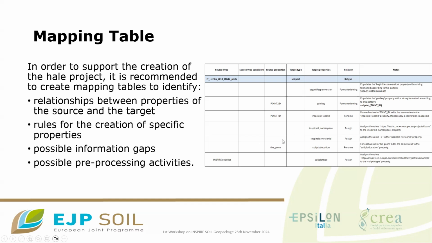So the mapping table, as I said, is useful to visualize and identify the relationship between the properties of a source and target, but also to think about rules for the creation of specific properties, identify possible information gaps, and possible pre-processing activities, because there might be the need, and in this case, there is the need for some pre-processing activities.